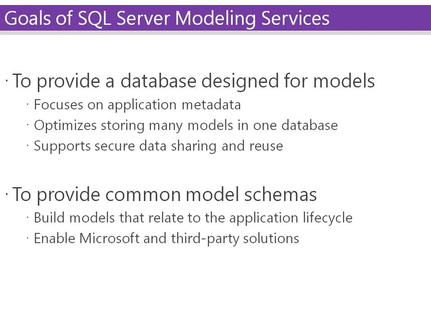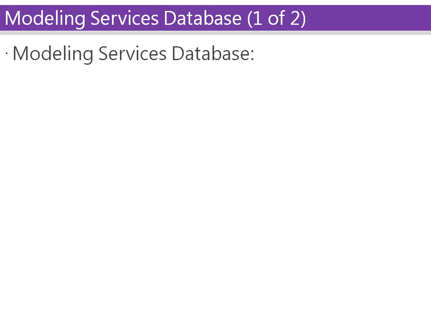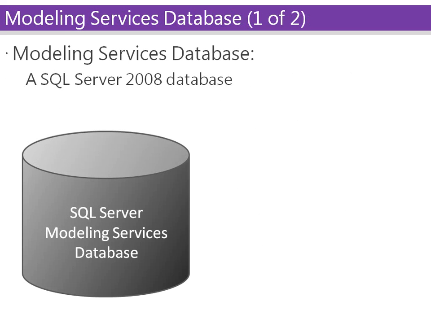The second goal of modeling services is to provide a set of common, shared models that relate to the application lifecycle. In this video, we'll look at the domain models available today as well as the direction of future models. Let's take a closer look at both the modeling services database and the common domain models. A modeling services database obviously benefits from using SQL Server. These benefits include scalability, performance, and reliability.